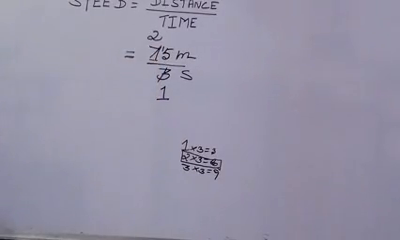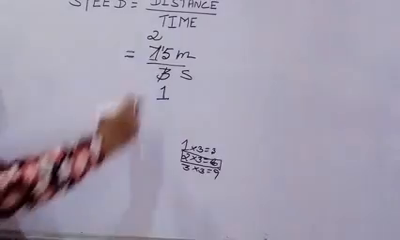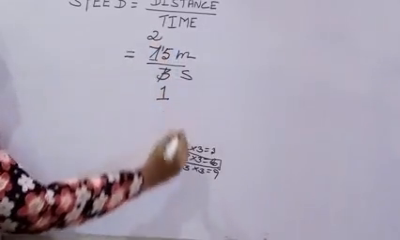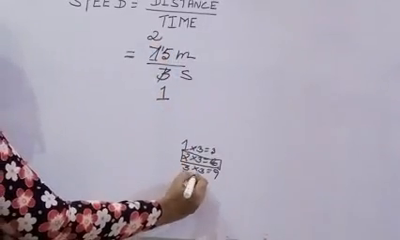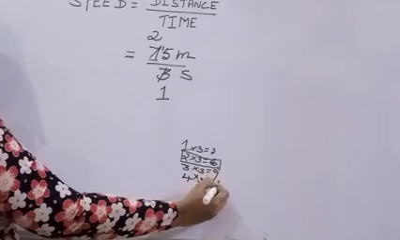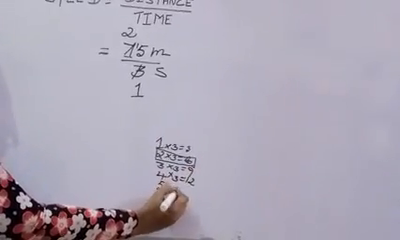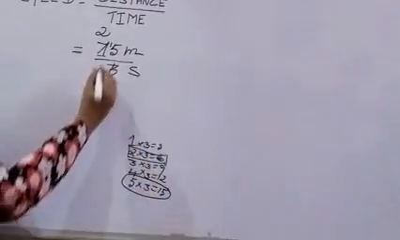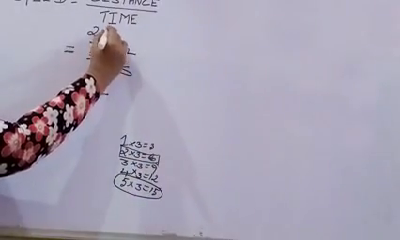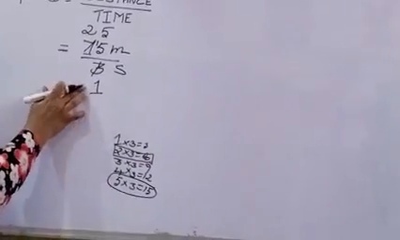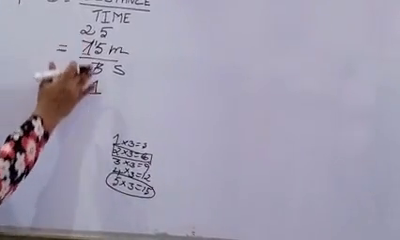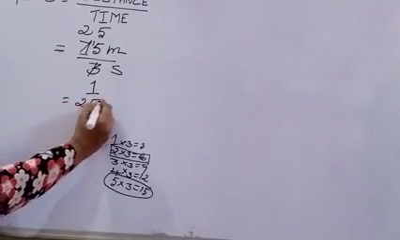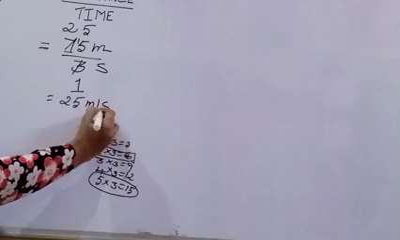Now you get 15. So how many times 3 in 15? 4 3s are 12 and 5 3s are 15. So how many times, children? 5 times. So in the numerator you get 25 and the denominator 1. So how much do you get? 25 meter per second.